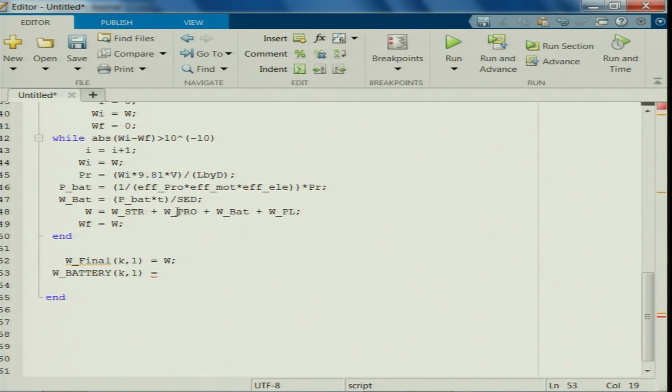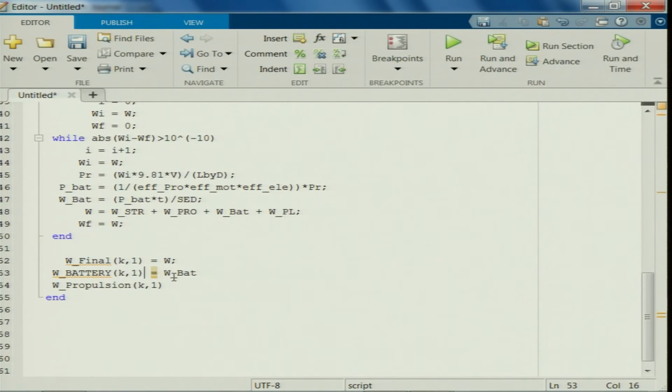So, this weight of the battery is W underscore bat that you are going to get here, and then the weight of the propulsion system. What will be the weight of the propulsion system? Once you know the power requirement for each and every flight envelope, you can select a power plant and you can get the precise weight. So, this is an initial estimate to start the design process. Once you select the power plant based upon the power requirement, you will get to know.